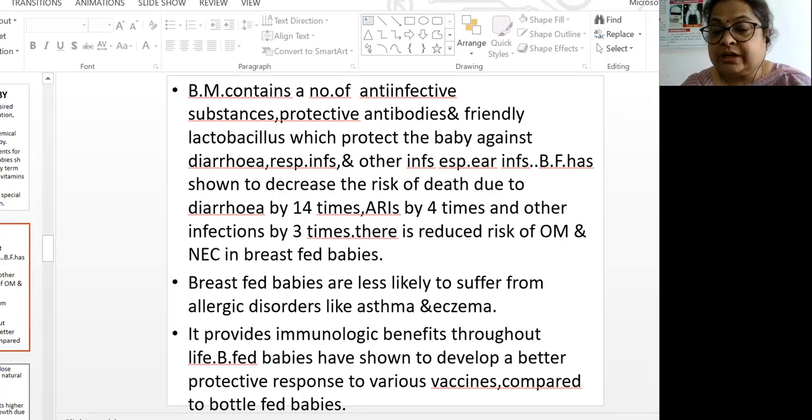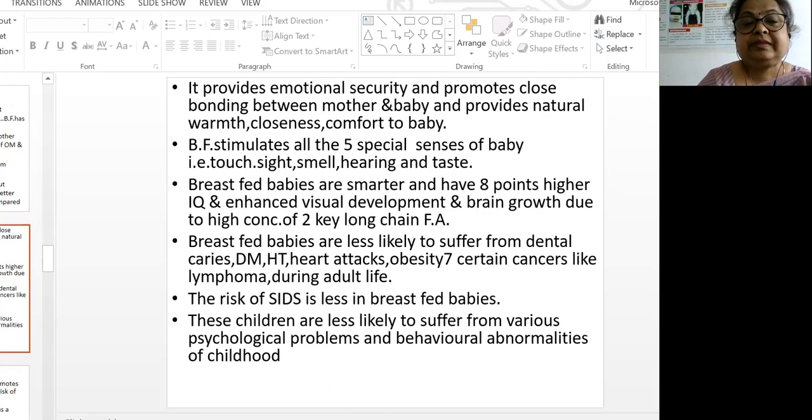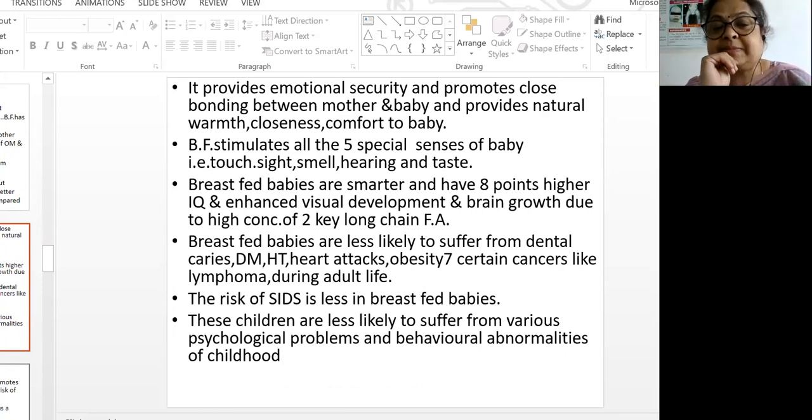Breastfed babies have shown a better protective response to various vaccines compared to bottle-fed babies. It provides emotional support and security, and promotes close bonding between the mother and the baby. Breastfeeding stimulates all the five special sense organs: touch, sight, smell, hearing, and taste. Then these babies are smarter and have 8 points higher IQ and enhanced visual development and brain growth due to the high concentration of two key long chain fatty acids.